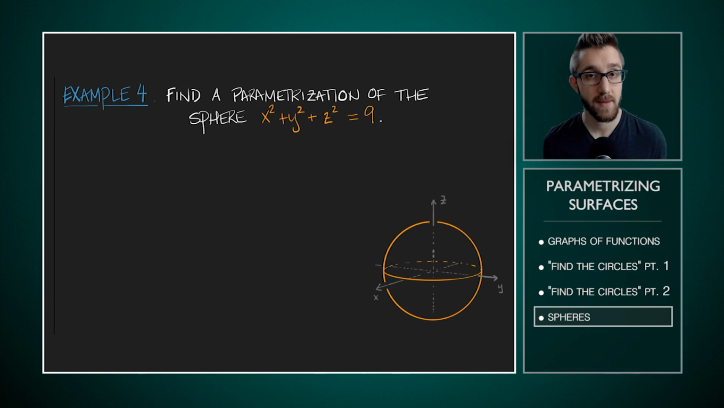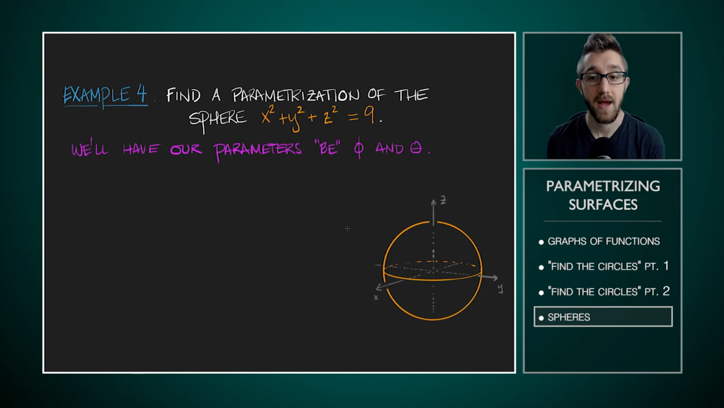So for this last example, we're going to set up a parameterization of this sphere where our parameters are acting like phi and theta. Again, I wrote phi and theta here in quotes because our parameters aren't going to be literally called phi and theta. Instead, they will reflect the phi and theta coordinates of points on this sphere. So to actually write down our parameterization, we're going to want to find what x, y, and z are in terms of our parameters, or in terms of phi and theta.